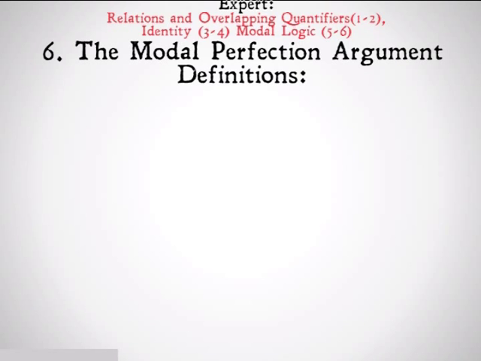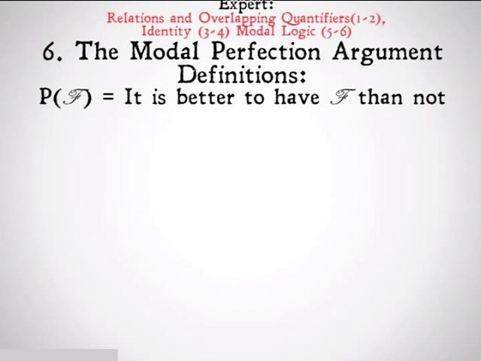So, first we'll start off with our definitions. P of F, this is our new concept. This is the idea that we can have predicates of predicates. That's what we're doing here. We're not saying that this is P of F and F is an object or an individual constant or a variable of a constant. It is actually a property. We're quantifying over a property. P of F, perfection F. P stands for perfection. It is better to have F than not.